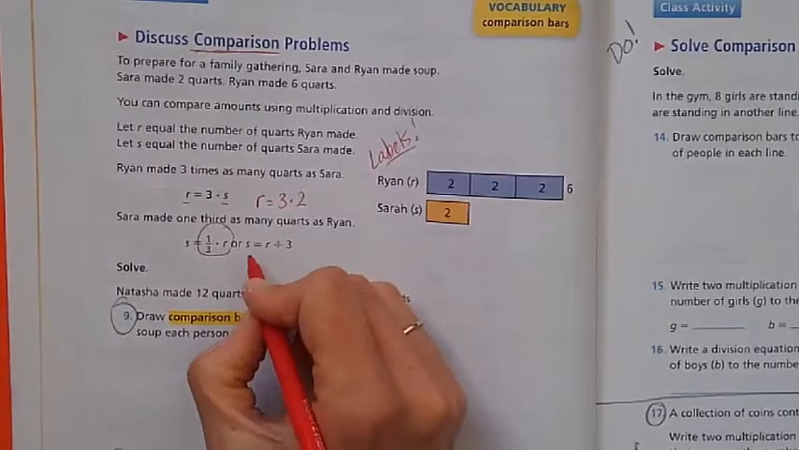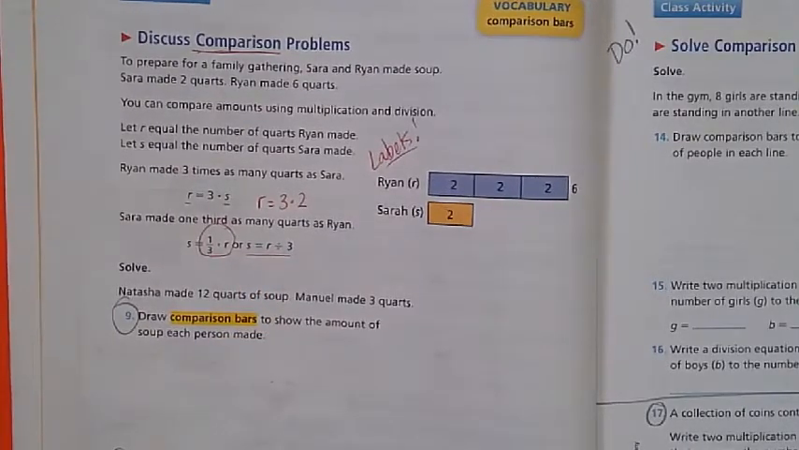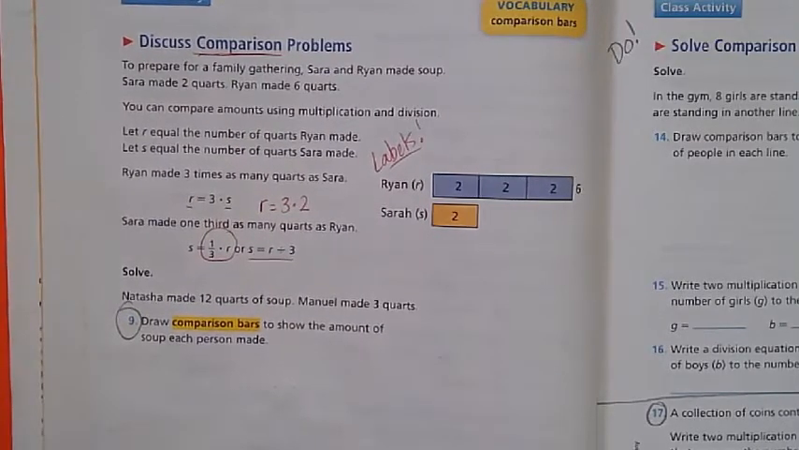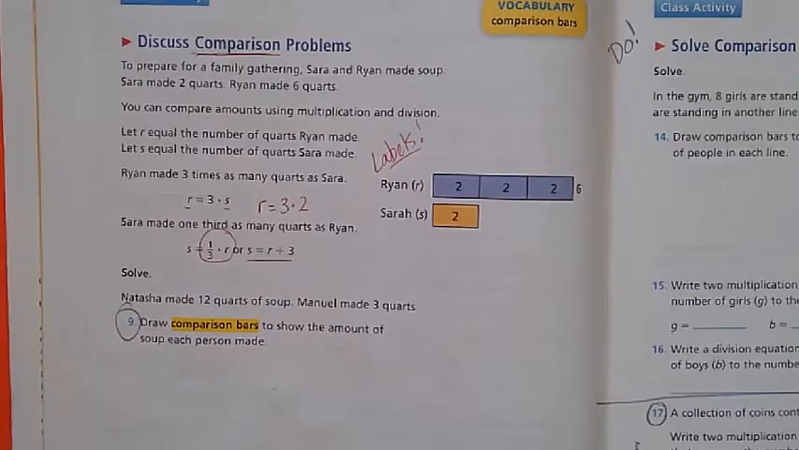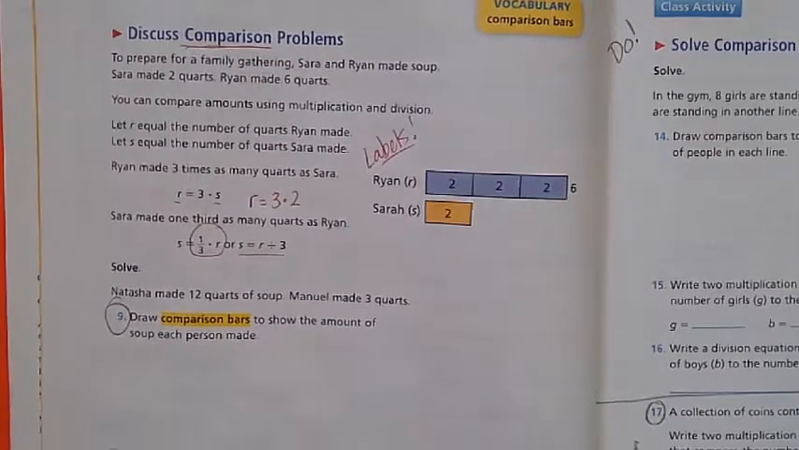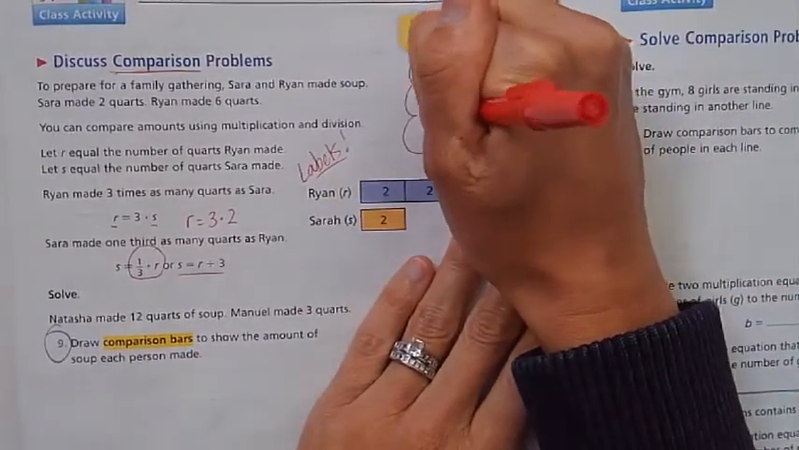Ryan equals 3 times Sarah. If I multiplied Sarah's 2 times 3, I would get Ryan's. So if I plug that in, Ryan equals 3 times 2, because that's what Sarah made, that's what the S is. Same problem, just filling in the variables. When we use these letters, we can call them variables.